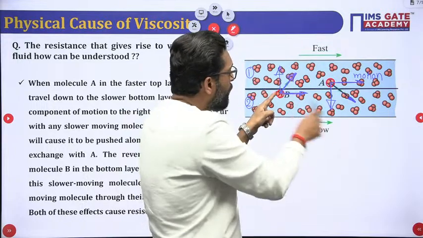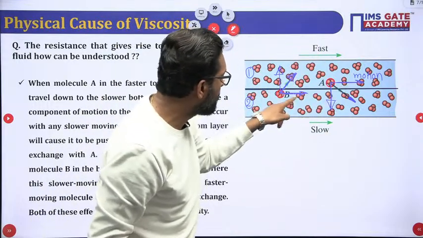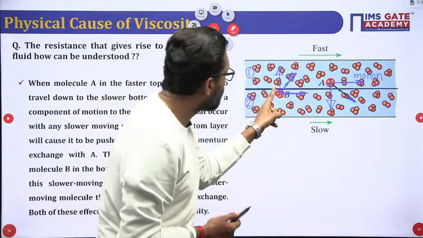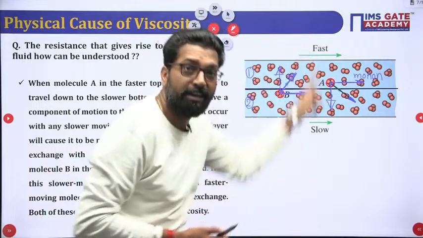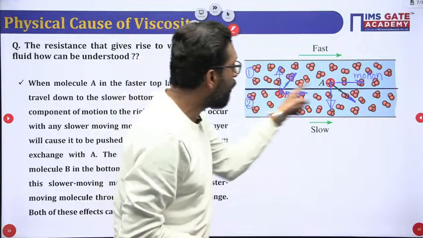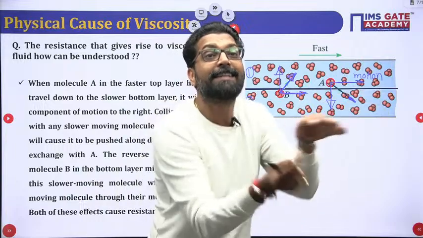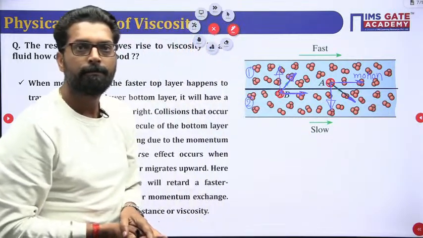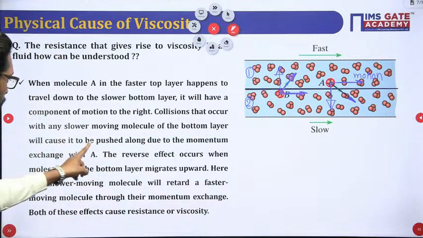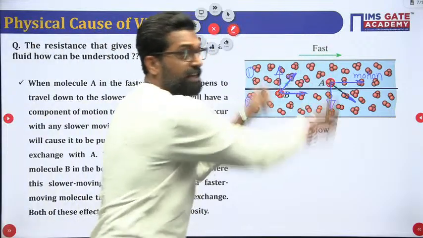Now, my dear, this horizontal component is slow and that horizontal component is fast, so there must be a relative motion, and this tries to exchange momentum. That means the diffusion of the momentum. The vertical velocity component tries to diffuse the momentum, and the horizontal component of the velocity tries to maintain the momentum. So the layer is pushed along due to the momentum exchange with A.